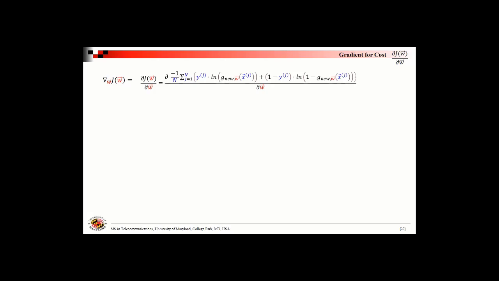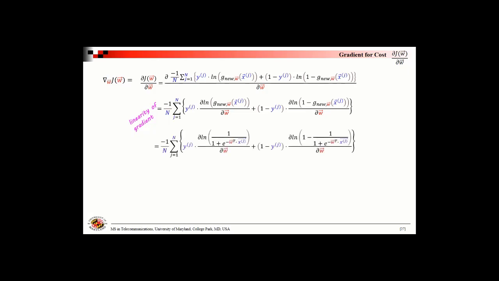So we're taking the partial derivative of the total cost function with respect to the W vector. Well, remember that this partial derivative is with respect to the red W. So anything that's blue is actually a constant with respect to this derivative. So we can invoke the linearity of derivatives, or the linearity of gradient, to take the partial derivatives inside of the summation. We know that the thing inside of the log is the sigmoid function evaluated at W transpose X. So we can go ahead and replace it there.